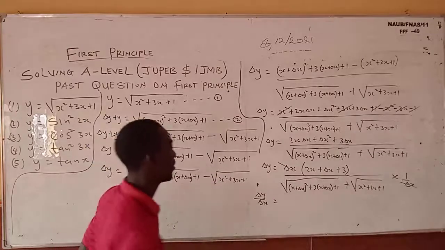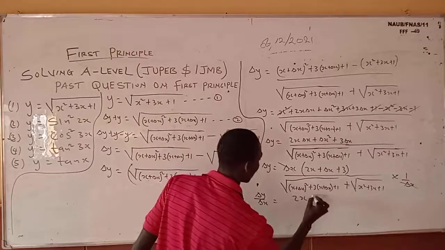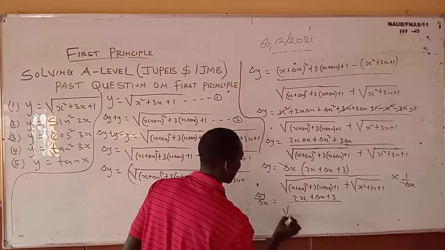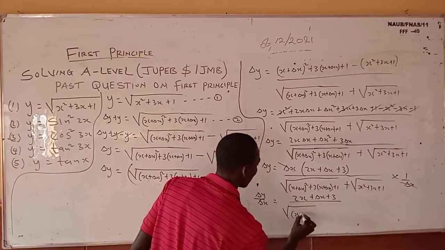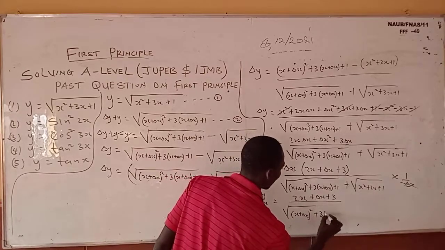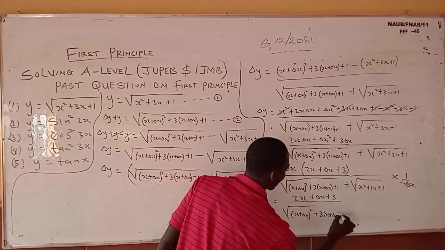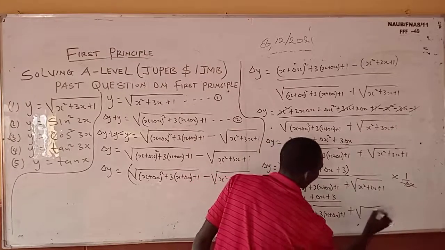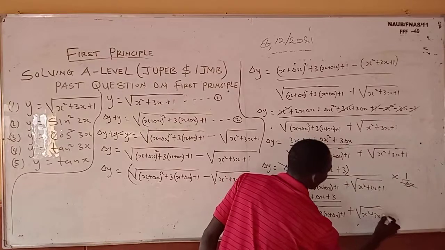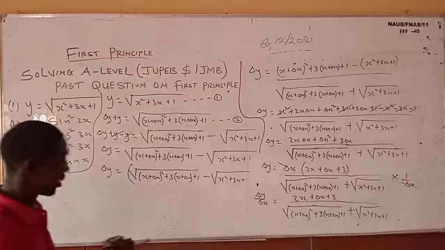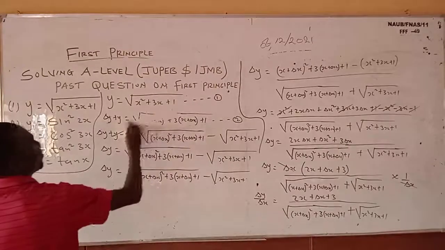Then you will be left with what? You will be left with 2s plus change in s plus 3 all over what? Square root of (s plus change in s) all squared plus 3 into (s plus change in s) plus 1, plus square root of s squared plus 3s plus 1. I hope you get this. So now, let me clean this part.